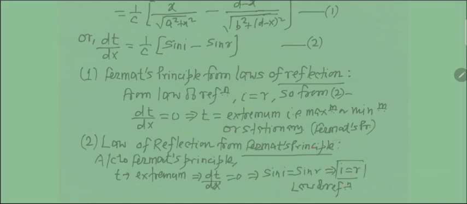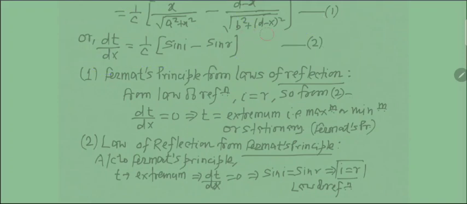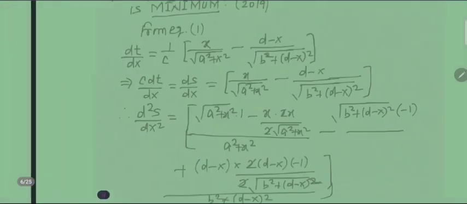So from the laws of reflection, you can derive Fermat's principle using this expression, and you can derive the laws of reflection from Fermat's principle using this equation too. So this is the thing.